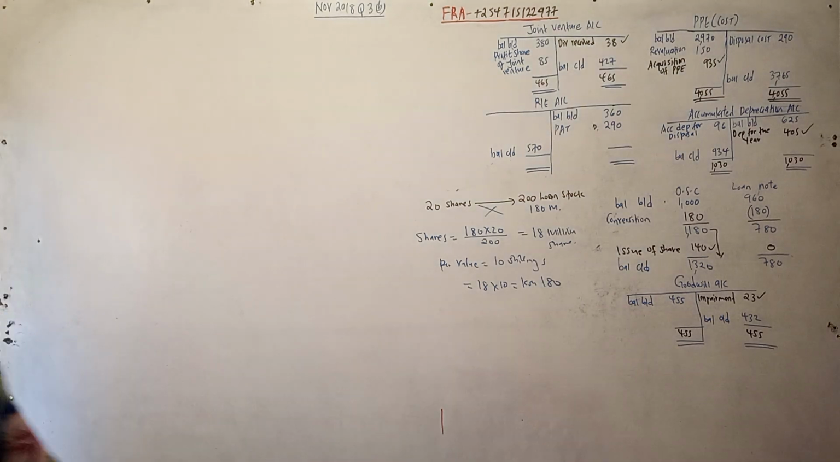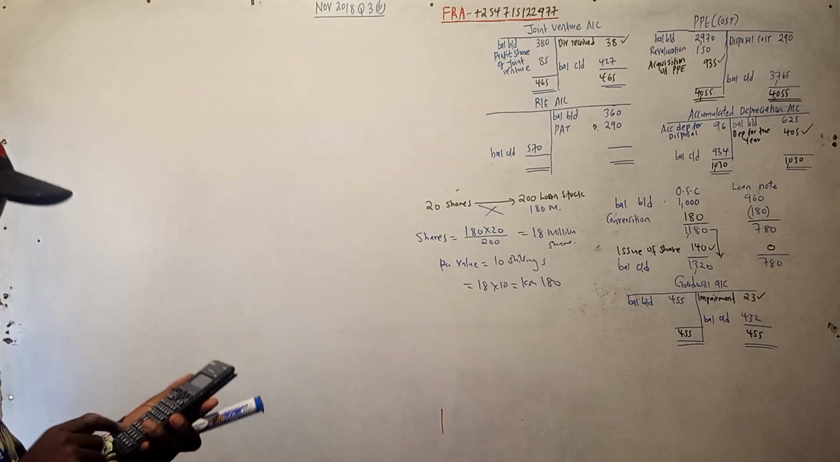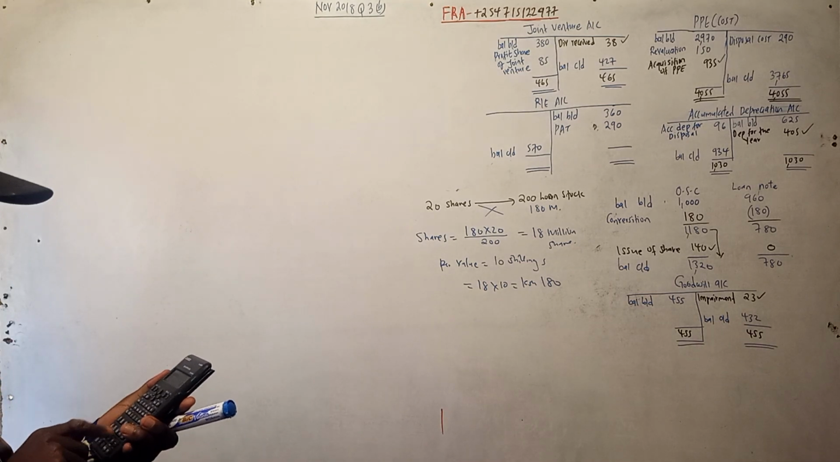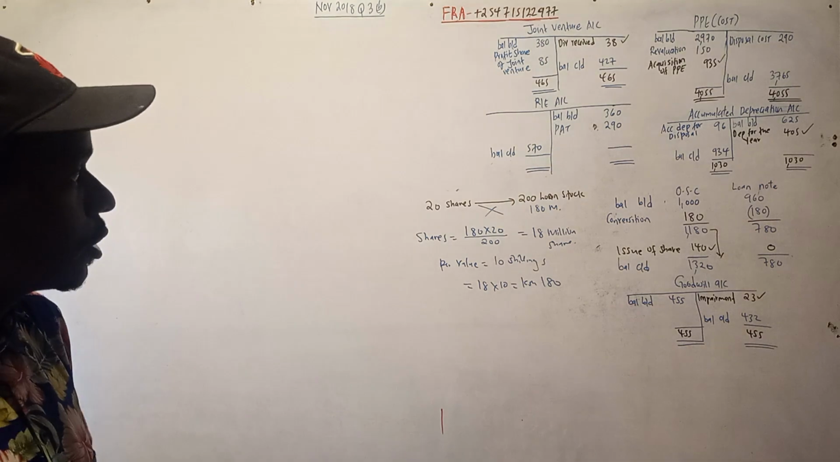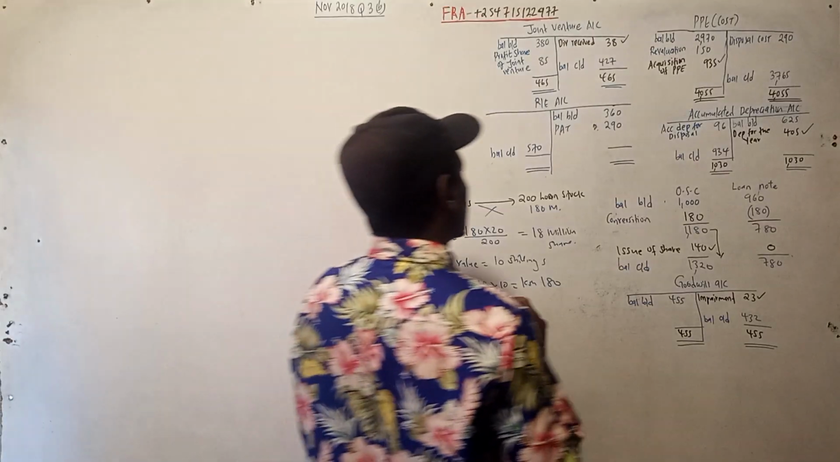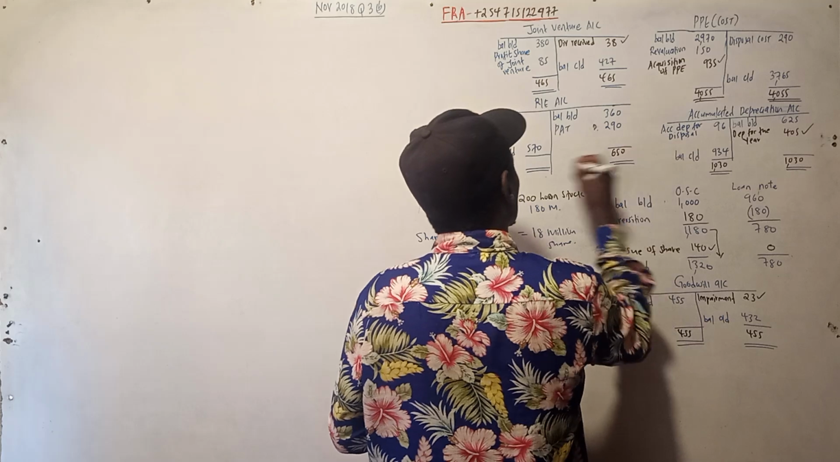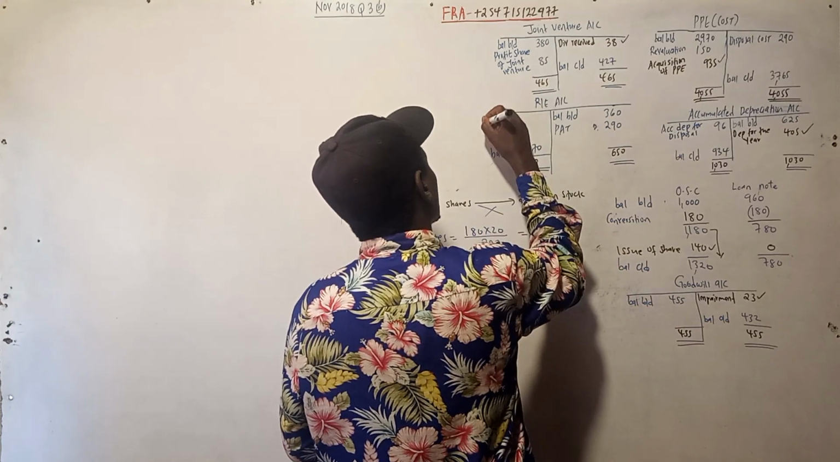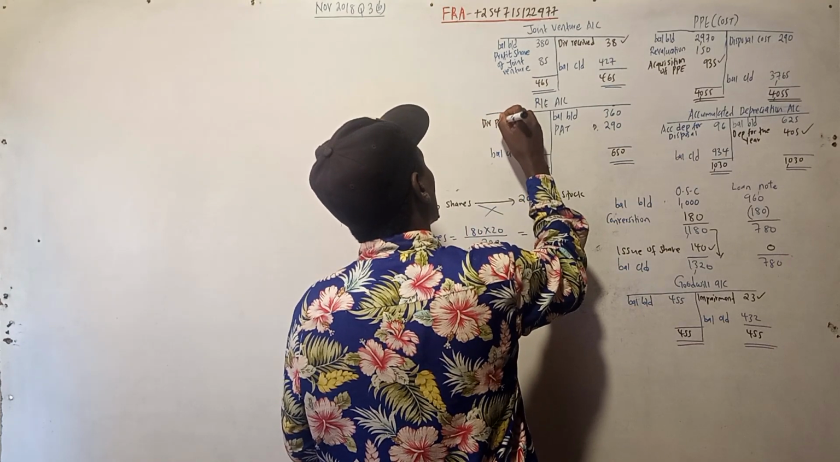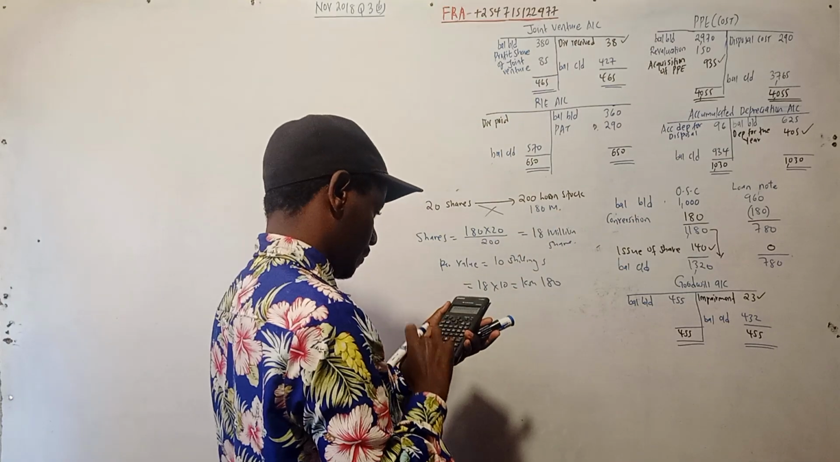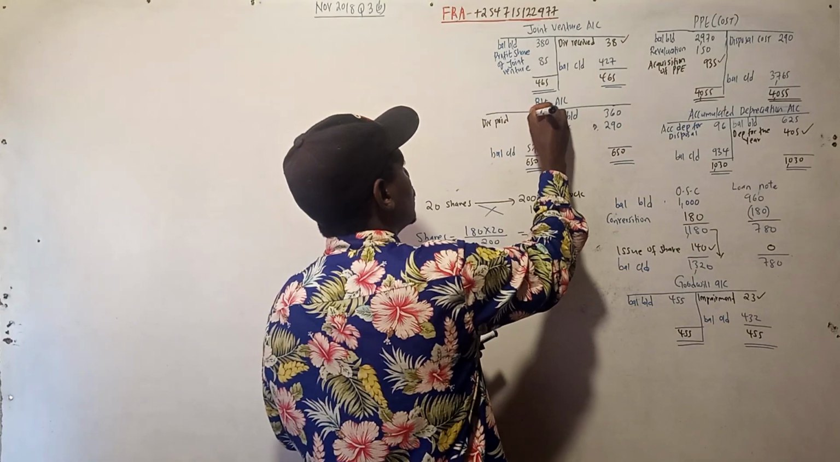So how much would that be? 290 plus 360, that is 650. Then dividend paid, minus 570, is 80. So we go with this one.